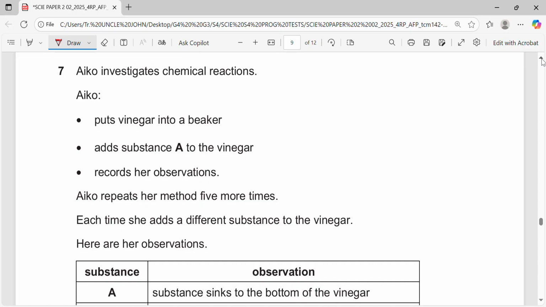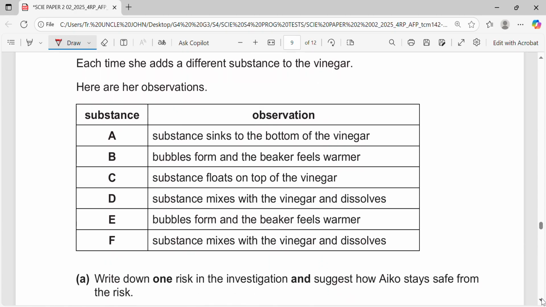Aiko investigates chemical reactions. Aiko puts vinegar into a beaker, adds substance A to the vinegar, records her observations. Aiko repeats her method 5 more times. Each time she adds a different substance to the vinegar. Here are her observations. Substance A, substance sinks to the bottom of the vinegar.